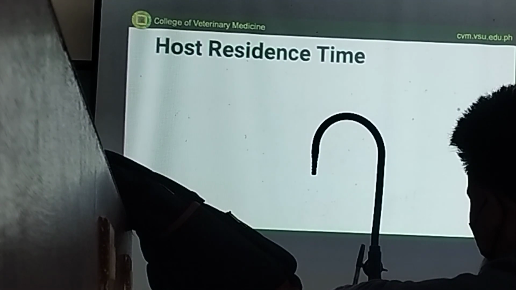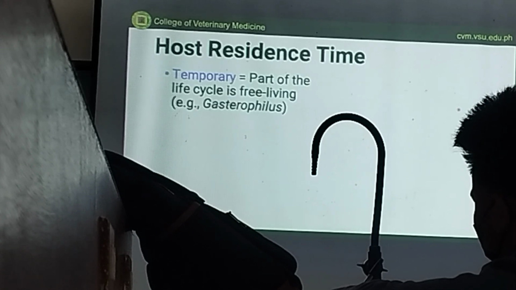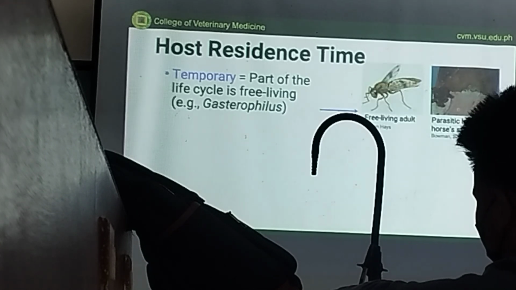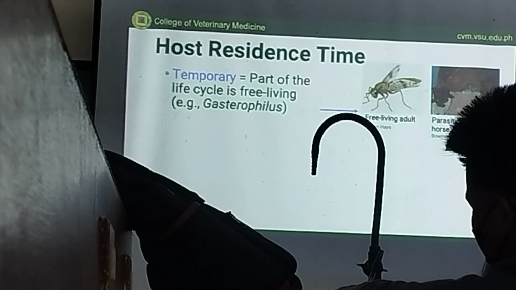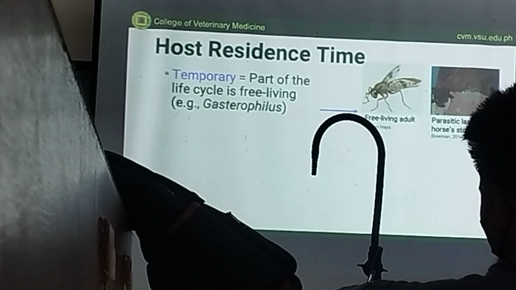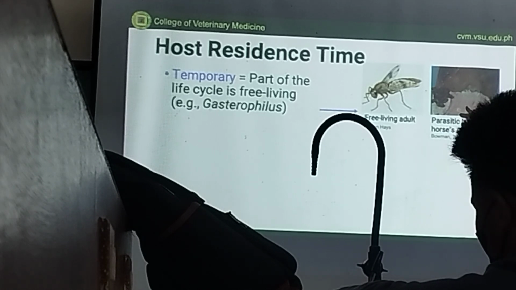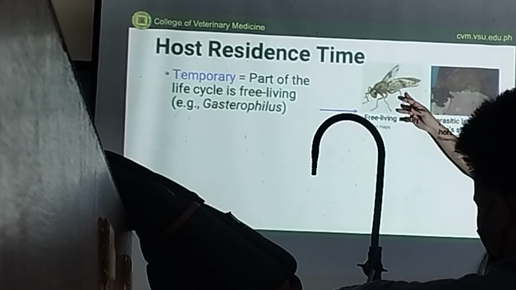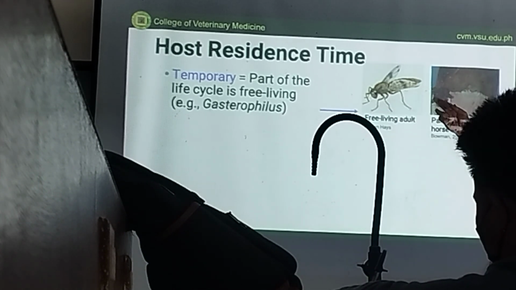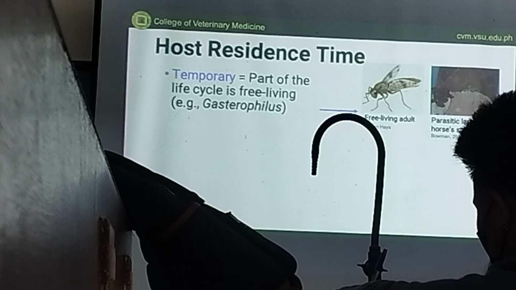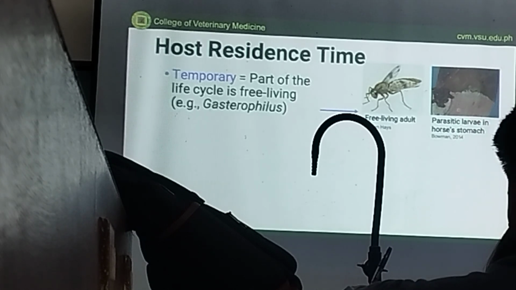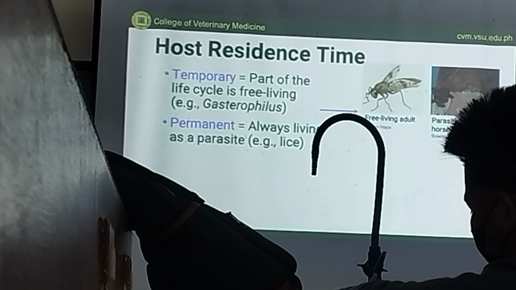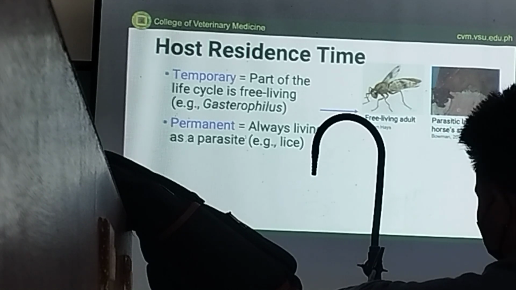And therefore, based on host-parasite interaction, we can define their relationship as a parasite that is temporary, that means the life cycle is free living at some point and parasitic at another point. For example, your parasitic larvae in the horse's stomach, this one is caused by the Gastrophilus fly. So this is a free living fly, while this is a parasitic form, the larva, causing myiasis. Or a parasite could also be permanent, that means always living as a parasite, like your lice.